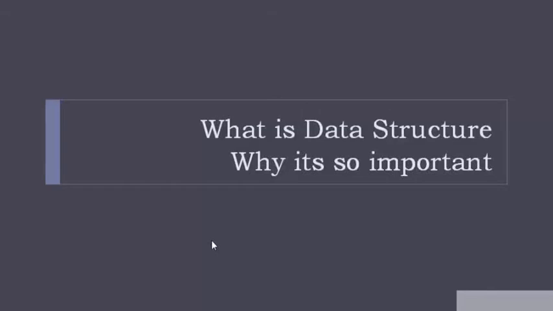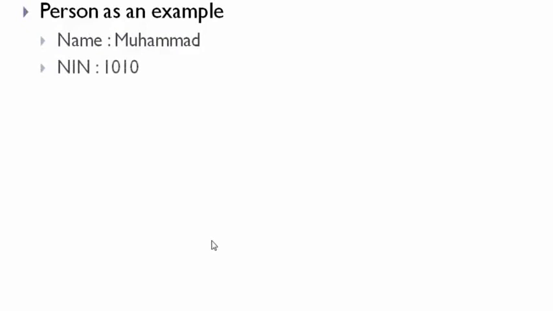Now, what is data structure and why is it so important? Without going into the theoretical details, let me show you an example. Let's take an example of a person whose name is Muhammad and his national identity number is 1010. It's a unique number which is assigned to a person within a country. You call it a national identity card number or any number which uniquely identifies a person. His wife's name is Aisha and her number is 101001.